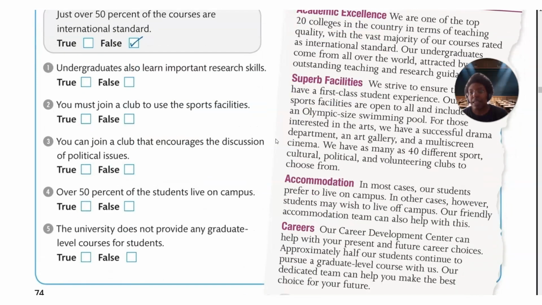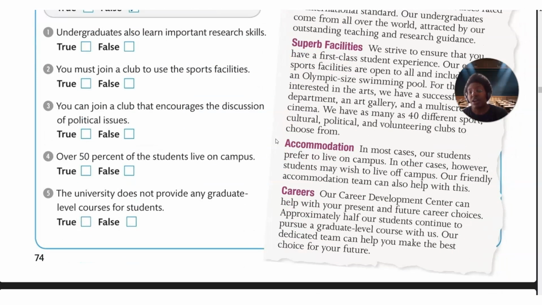Accommodation. In most cases, our students prefer to live on campus. In other cases, however, students may wish to live off campus. Our friendly accommodation team can also help with this. Careers. Our Career Development Center can help with your present and future career choices. Approximately half our students continue to pursue a graduate level course with us. Our dedicated team can help you make the best choice for your future.